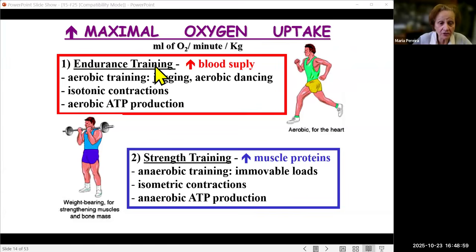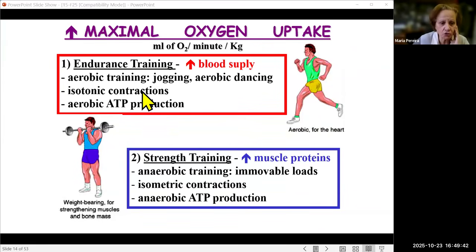So cardiovascular training, what does it do? It increases the blood supply to the body. So it makes the heart pump stronger. So each time the heart pumps, there's more blood coming out. So there's more blood circulating, more red blood cells circulating, more oxygen being delivered to the muscles. So that's the whole idea of cardiovascular training. This kind of exercise does not increase muscle size.